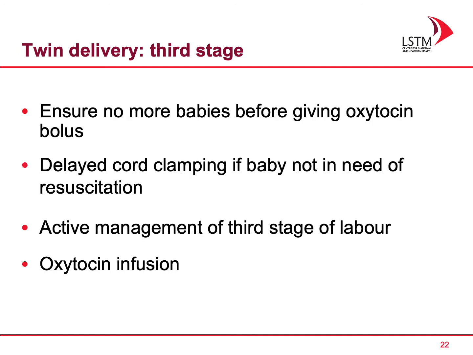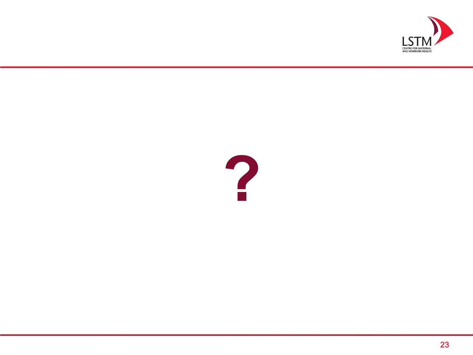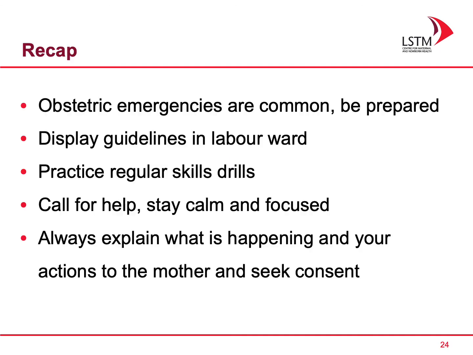In the third stage of labor, we ensure that there are no more babies before giving oxytocin boluses. Delayed cord clamping if the baby is not in need of resuscitation. Active management of third stage of labor, the normal way we always do, the AMTSL, which will include the oxytocin infusion. Up to that point, in case of any questions, kindly let me know.